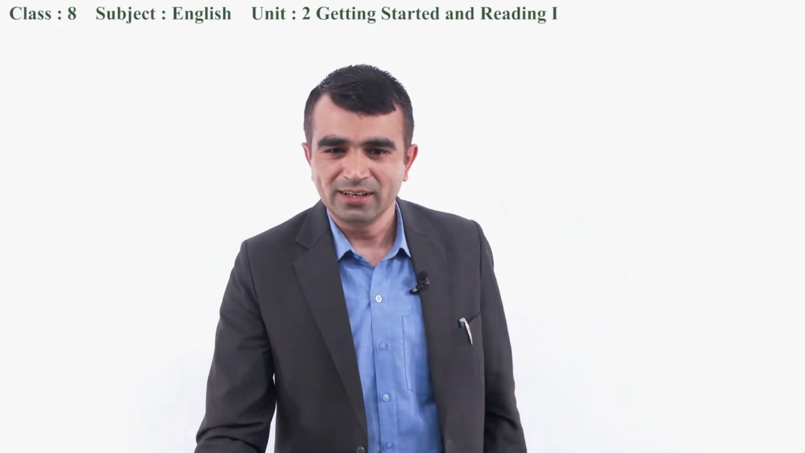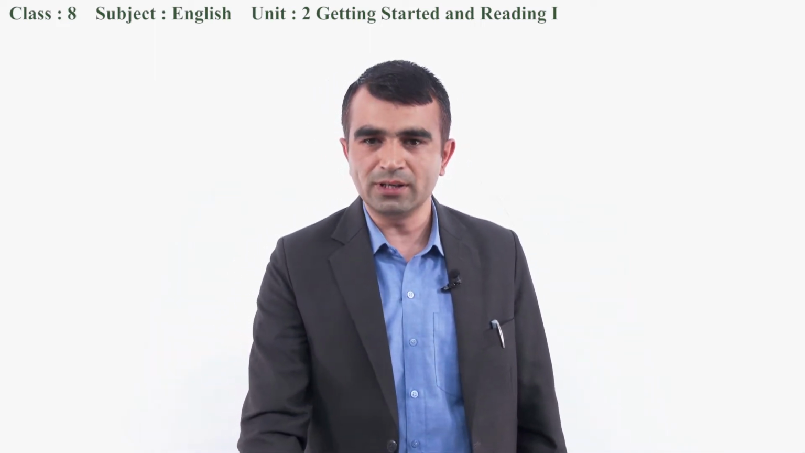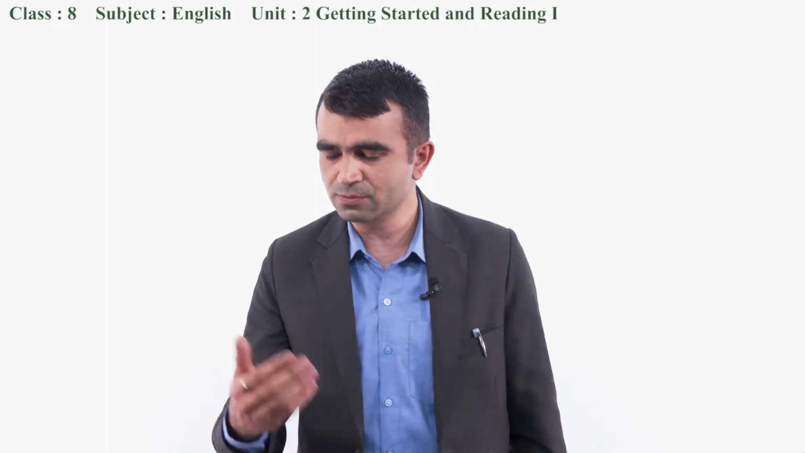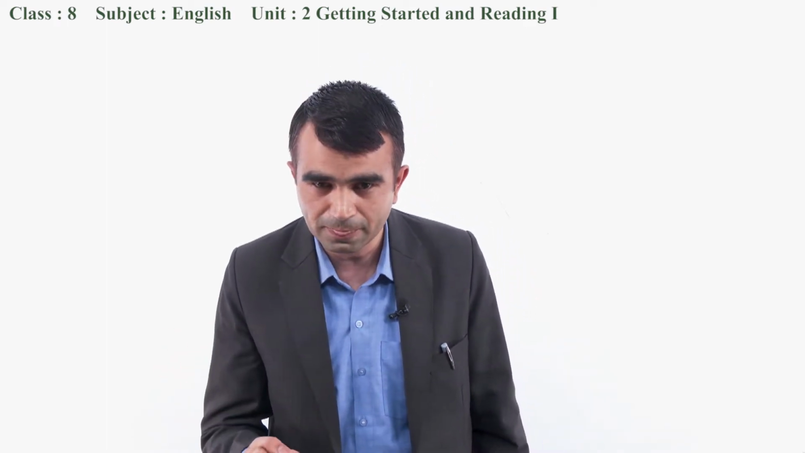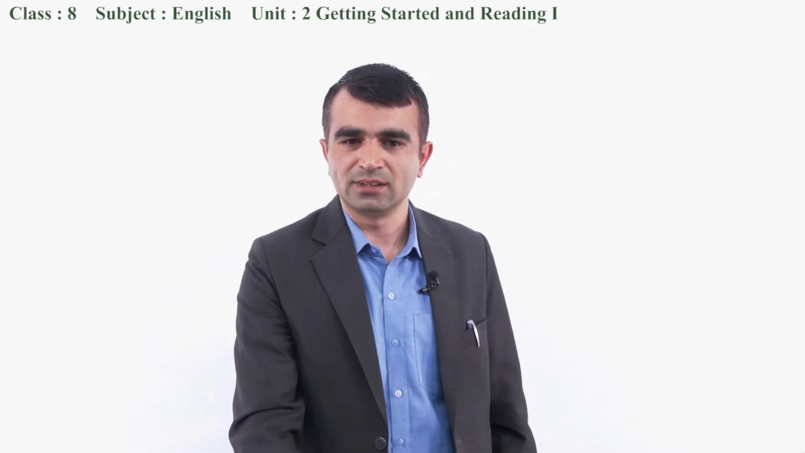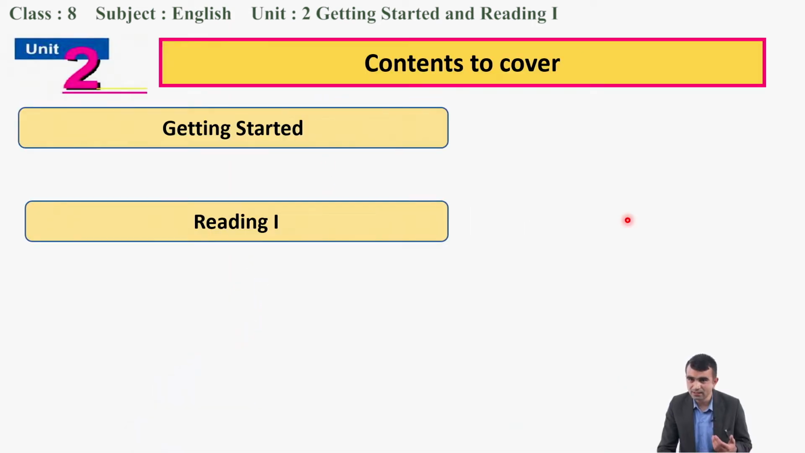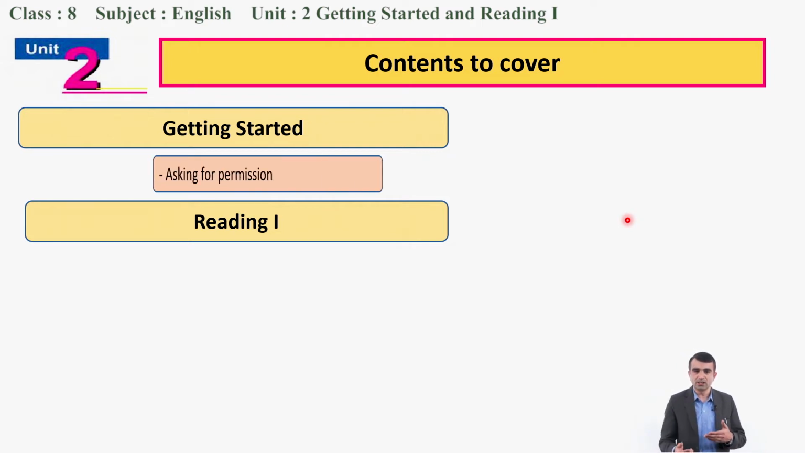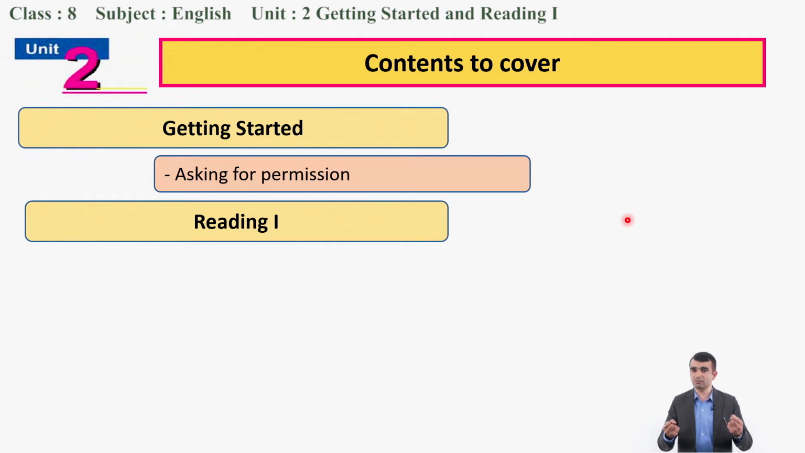In our class today, we will cover some contents from Unit 2. Those contents are Getting Started and Reading One. First, we'll do Getting Started. Under Getting Started, we will practice what people may say when asking for permission, based on the pictures given in the book.